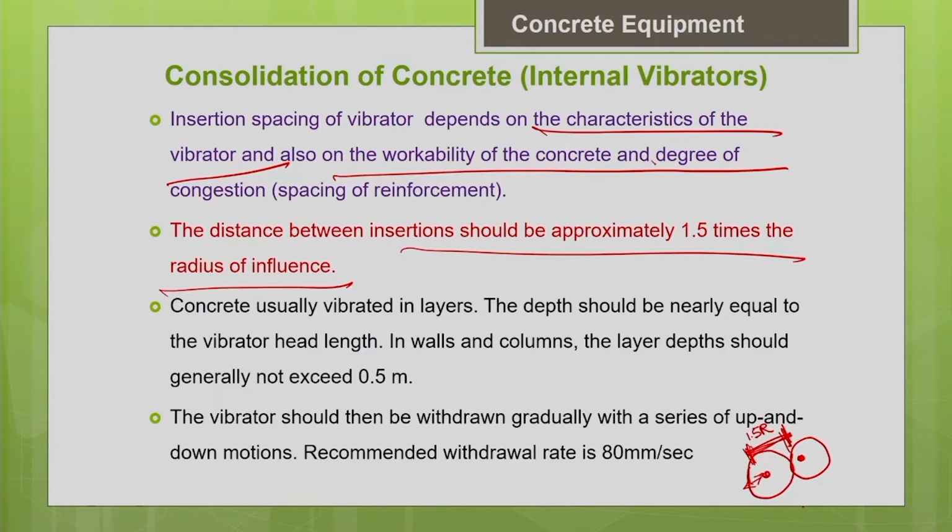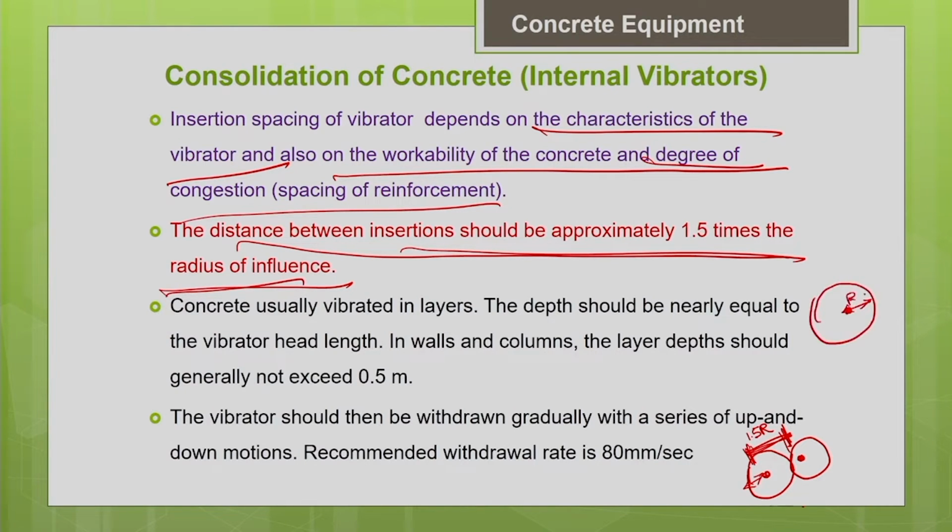It also depends upon the spacing of your reinforcement. If it is very densely reinforced, you have to reduce the spacing. So it all depends upon the characteristics of your concrete, the spacing of your reinforcement, and the vibrator type. But the basic guideline is that the distance between insertions should be approximately 1.5 times the radius of influence. If this is your insertion point, R is called the radius of influence or radius of action of the vibrator, and the distance between two insertion points should be 1.5 times R.